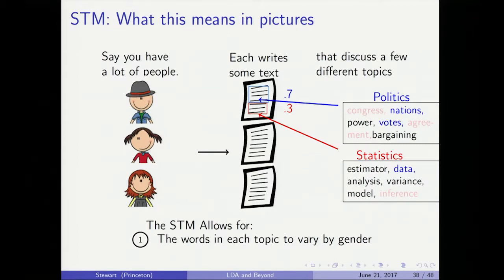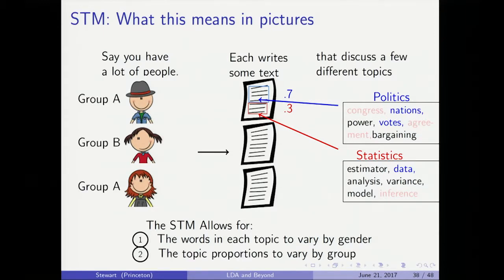So, for example, using the usual color associations, I put the words more related to men in blue, the words more related to women in pink, and words that they use equally in black. So maybe when men talk about statistics, they use the word data more, women use the word inference more, and they use estimator, analysis, variance, and model at about the same rate.